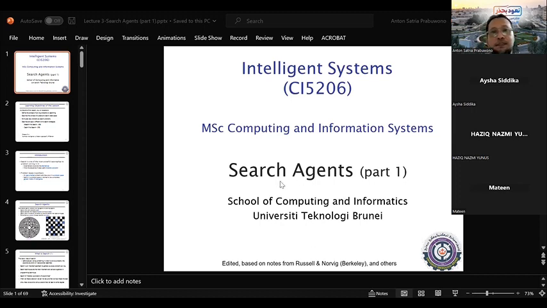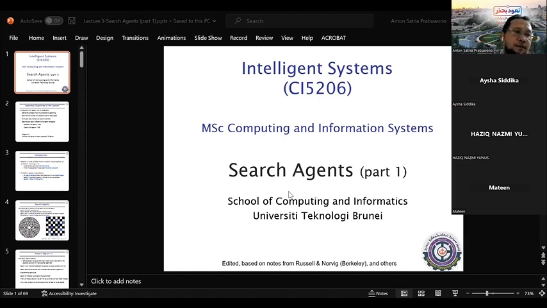Discuss about the search agent. So this is the first part about the search agent, because searching techniques are very important in intelligent systems. This is a common thing actually, in AI, in IS.